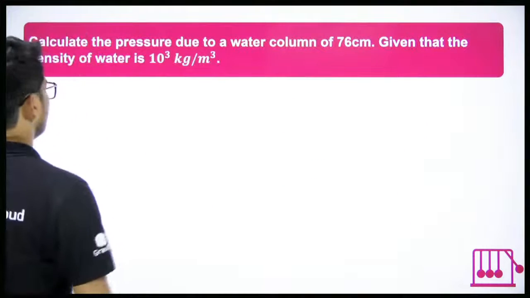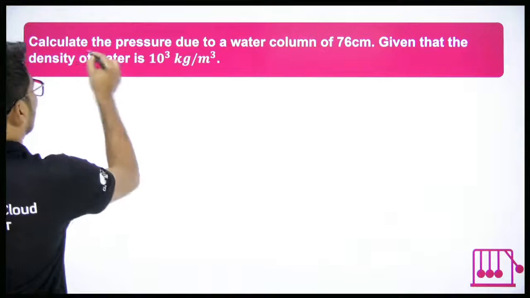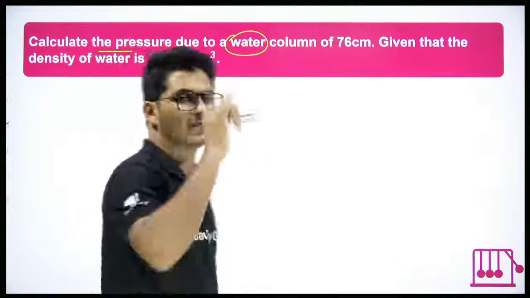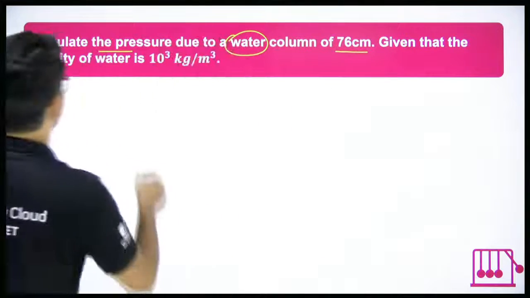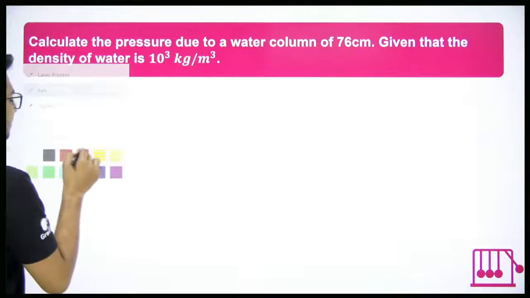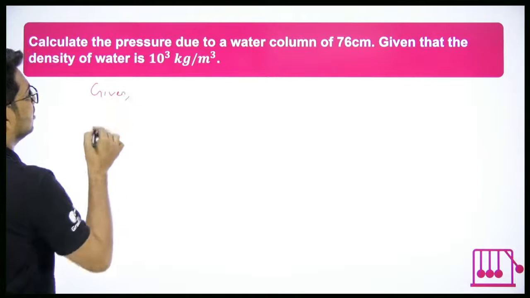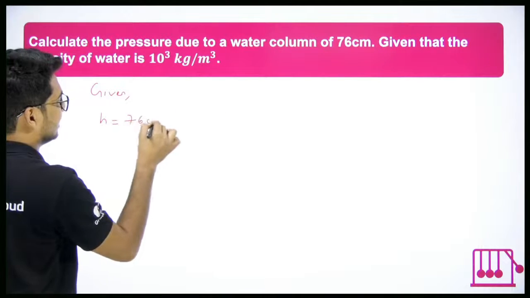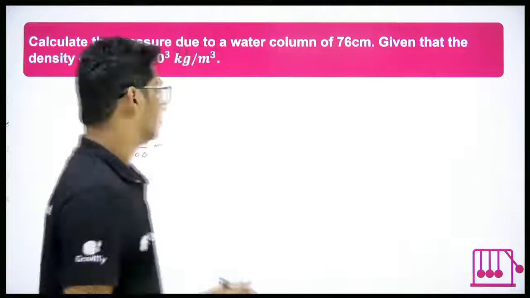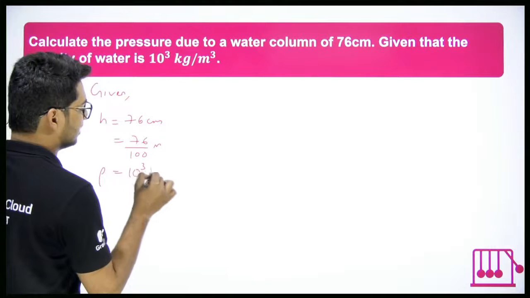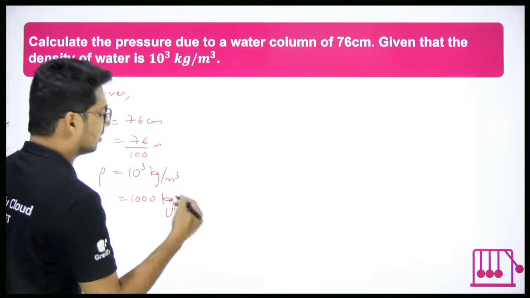Okay. Good. Now, another question here. But again, a similar numerical. Calculate the pressure due to a water column. Previously, you had mercury, but now we have a water column of 76 centimeter. Given that the density of water is 10 power 3 kilogram per meter cube. So, if you write down the given information, the height or the depth is given as 76 centimeter, which is again as usual 76 by 100 meters. Then density of water is given as 10 power 3 kilogram per meter cube. Power 3 will mean 3 zeros. That is 1000 kilogram per meter cube.